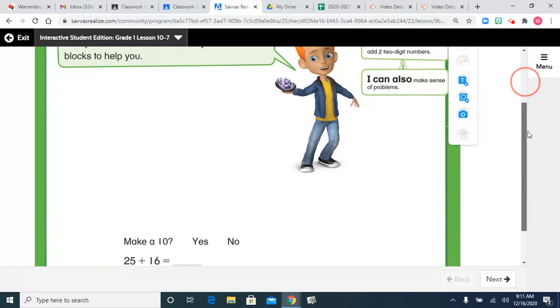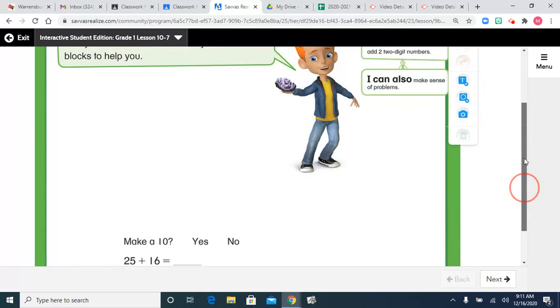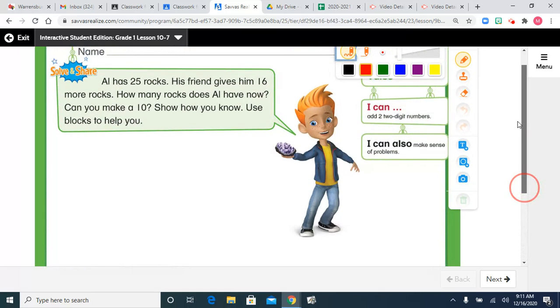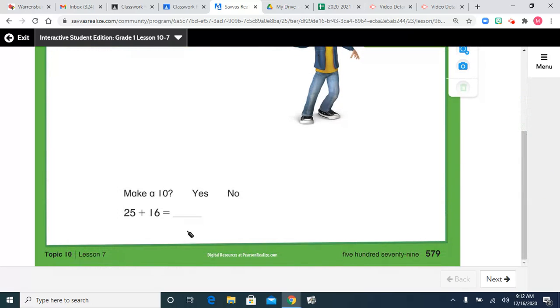Okay, you need to be in your volume 2 math book, and you need to be on page 579. Let's read the directions and see what we have to do. It says Al has 25 rocks. His friends give him 16 more rocks. How many rocks does Al have now? Can you make a 10? Show how you know. Use blocks to help you. Okay, so the equation is 25 plus 16.